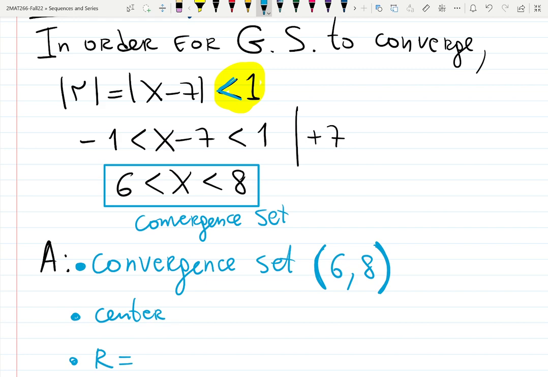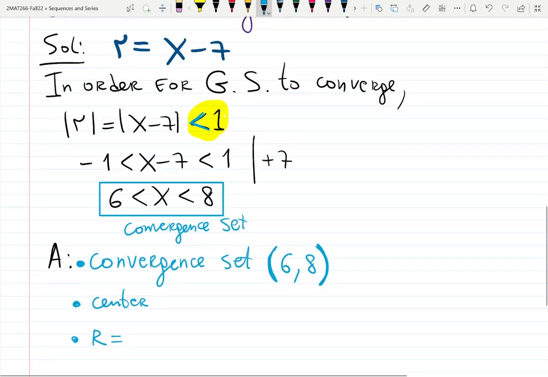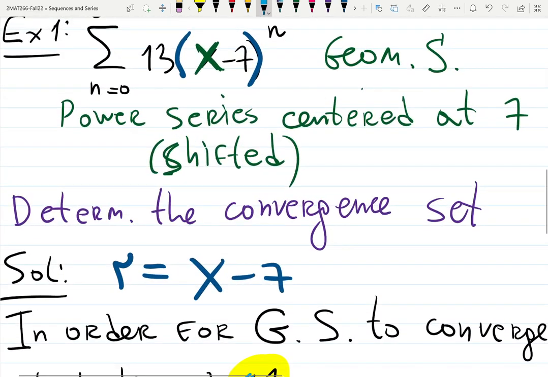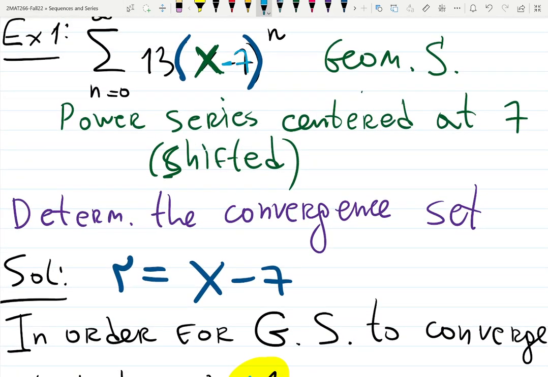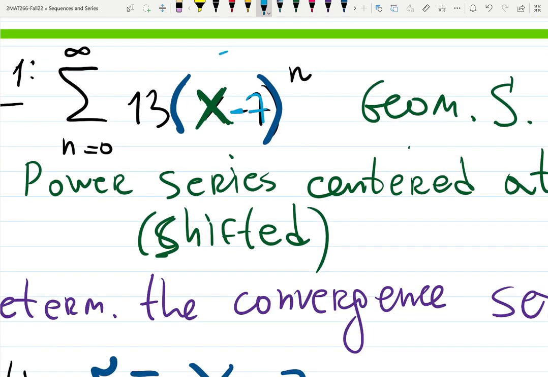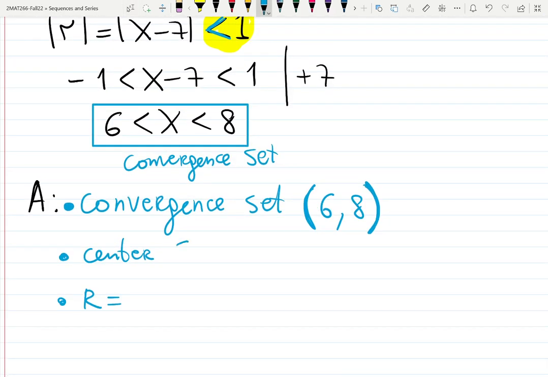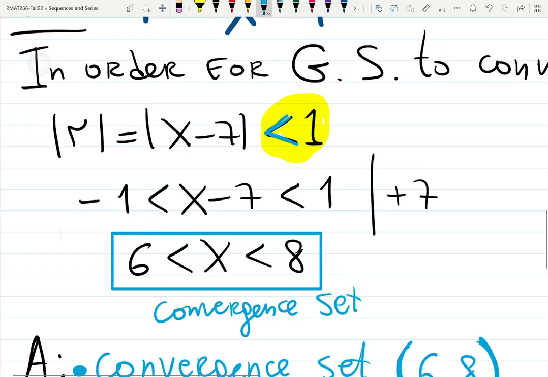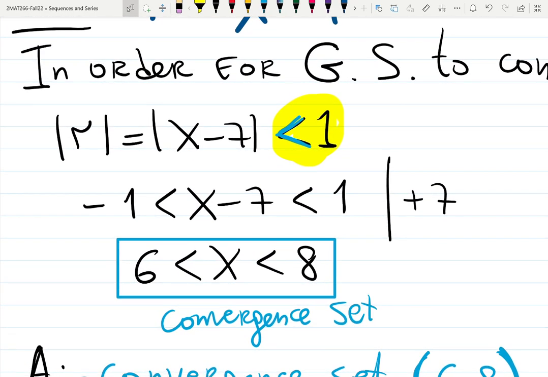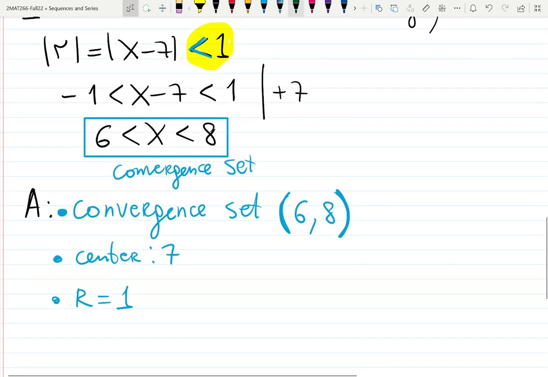The center I already mentioned. Did you see it before? 7. Whatever the shift is, that is your center. Let me write it down. The center is 7. So it's centered at 7. A equals 7. What is the radius? 1. How do you know? Oh, interesting. So actually you see how the center works.